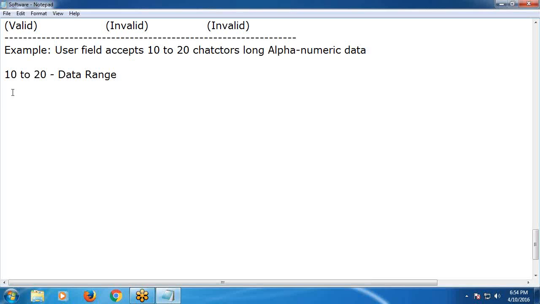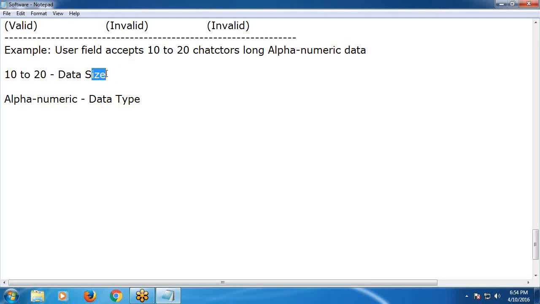Next, data types: alphabets, alphanumeric. That's the data type. Observe, Rahman: is 10 to 20 data type or data size? It's data range. No, not range. Size of the data only.